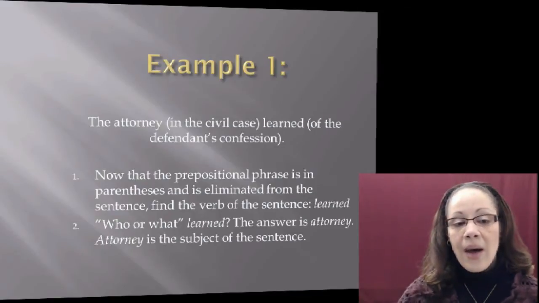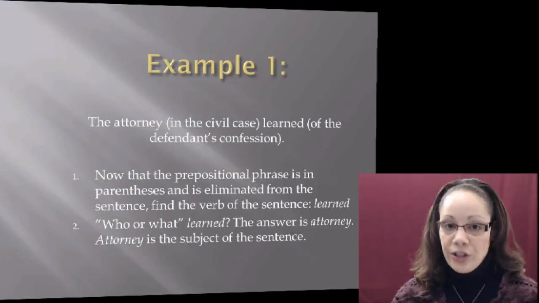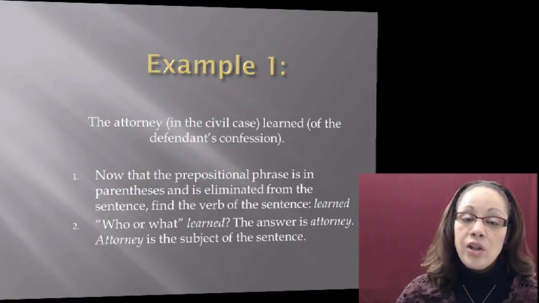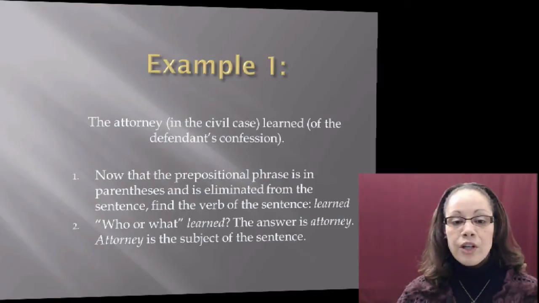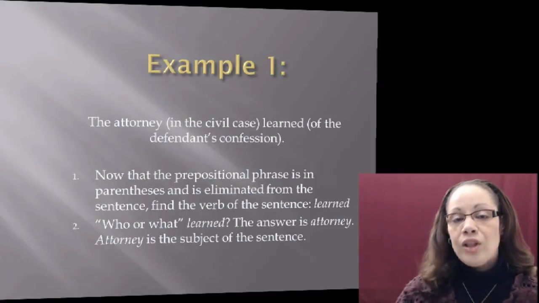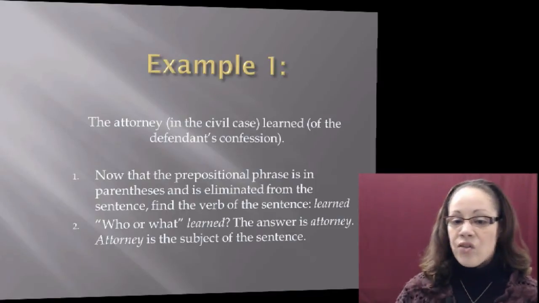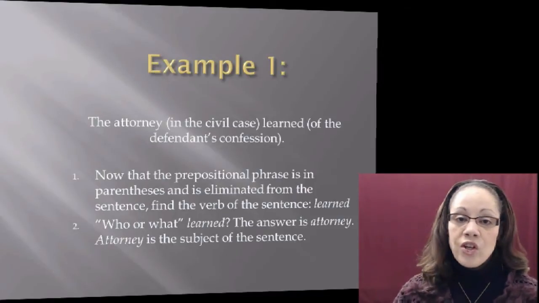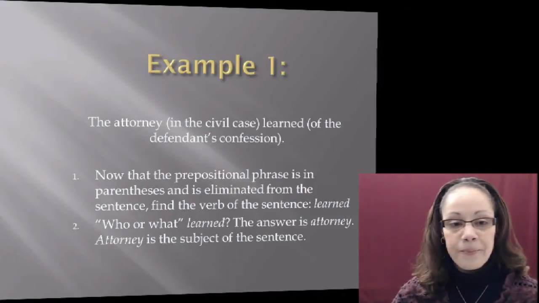Okay? So now I have left the attorney learned. So of those three words, I need to find my verb, which is learned. So I have my verb learned. Who or what learned? Let's find our subject by answering that question. Attorney learned. So we have attorney as our subject.